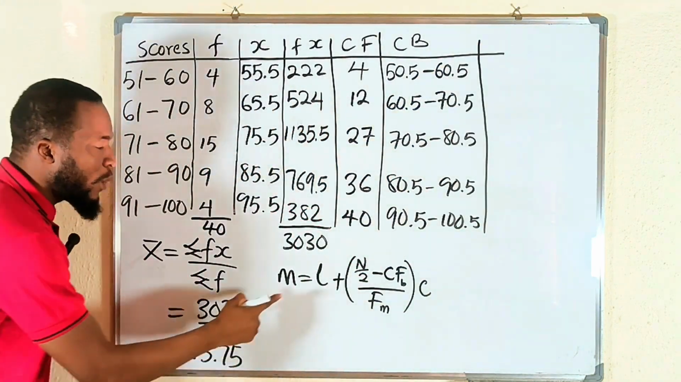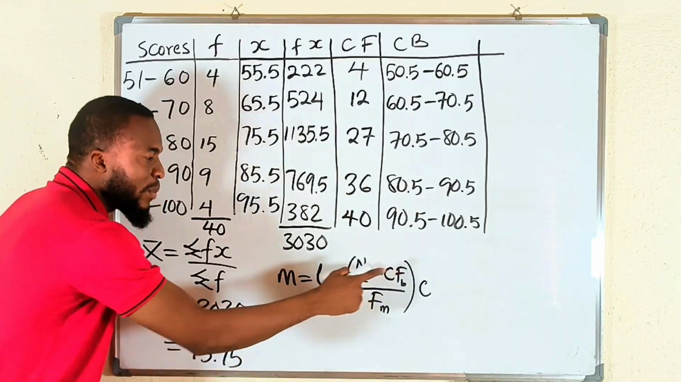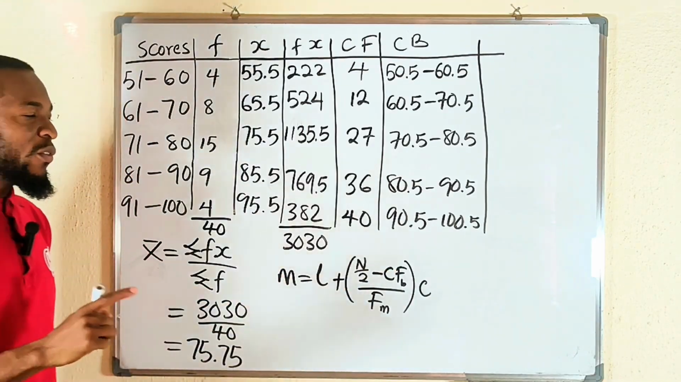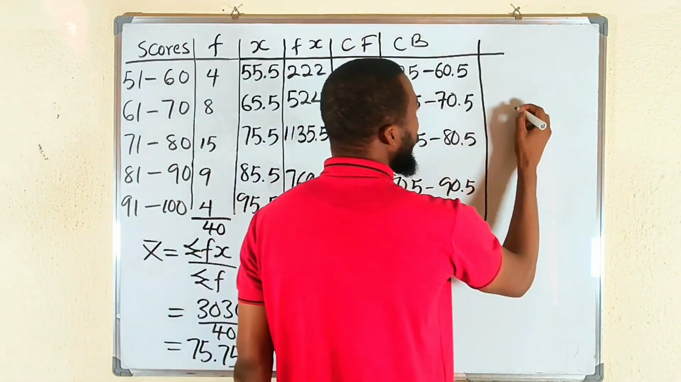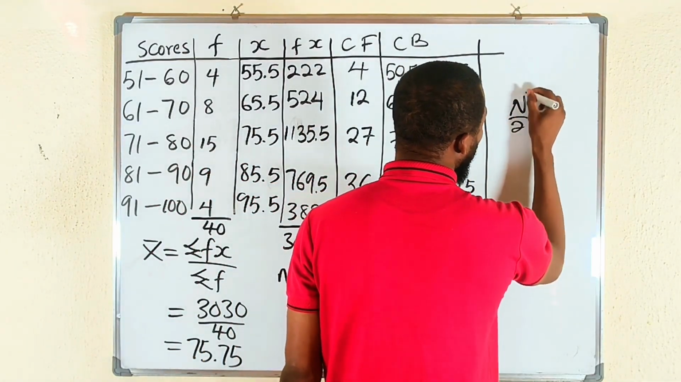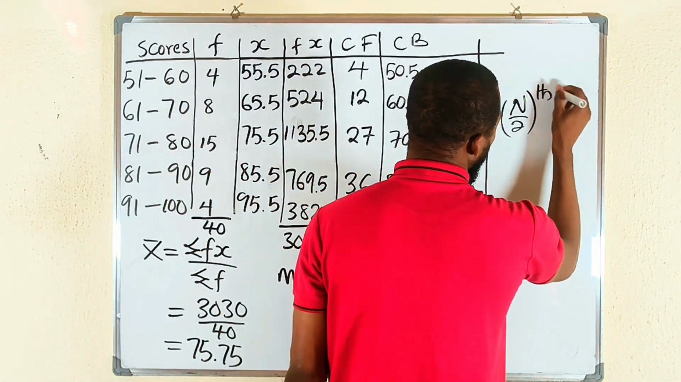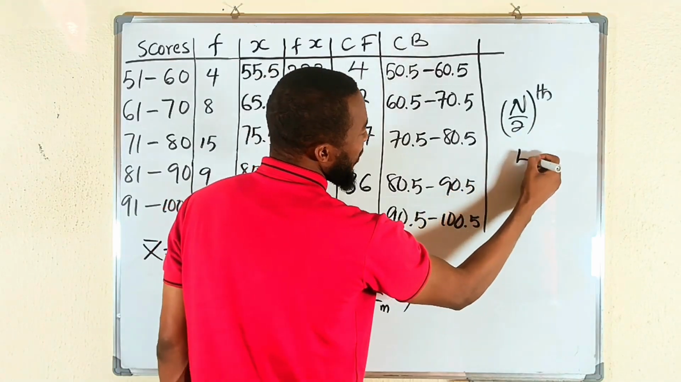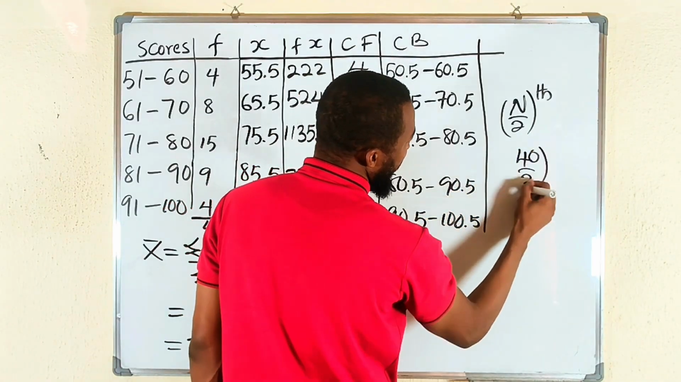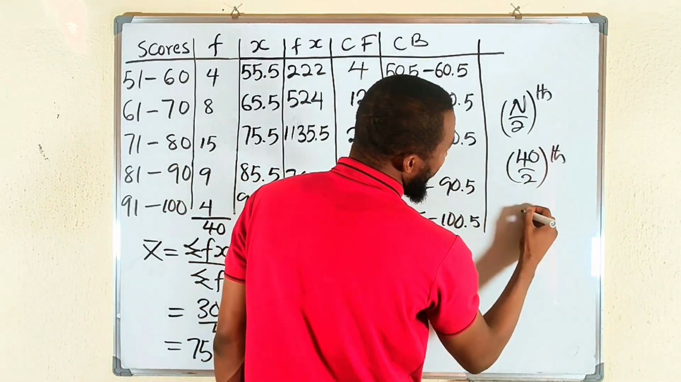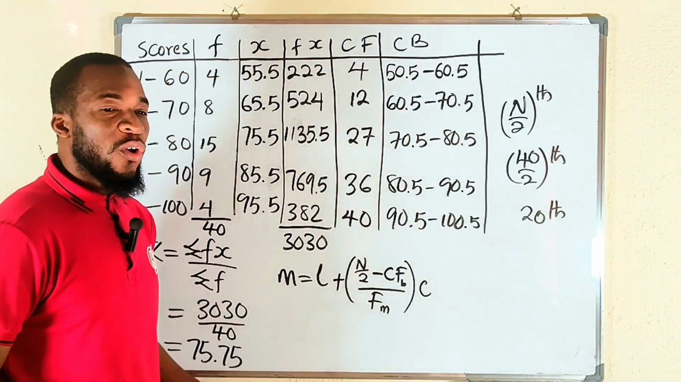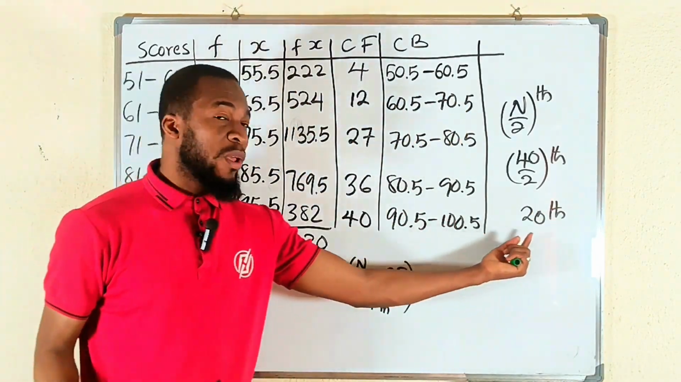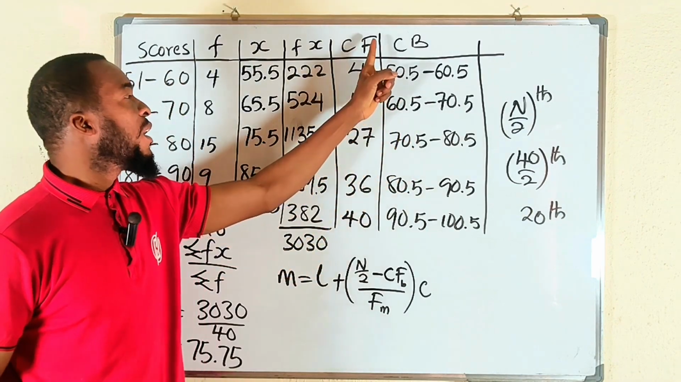All right, so how can we substitute these parameters? The first thing you need to find is the position of the median. And the position of the median is always n divided by 2 position. And n, you know, is 40, divided by 2 position. And this is going to give us the 20th position. So go under the cumulative frequency and locate 20. This is our cumulative frequency.